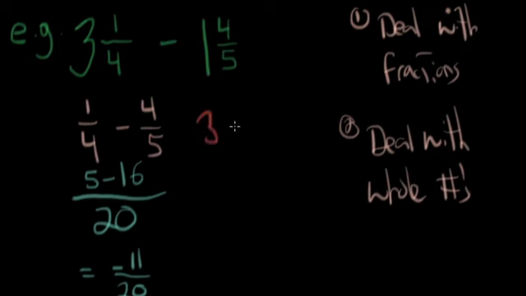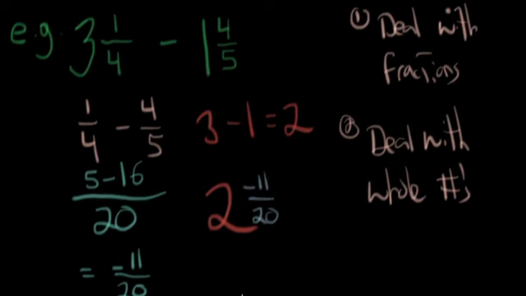Okay, let's deal with the whole numbers now. What is 3 minus 1? Ooh, that's a tough one. That's 2. So let's put it all together. What do you get? You get 2 and negative 11/20. Now that seems weird. Just take a look at that. That seems weird. We can't write that.